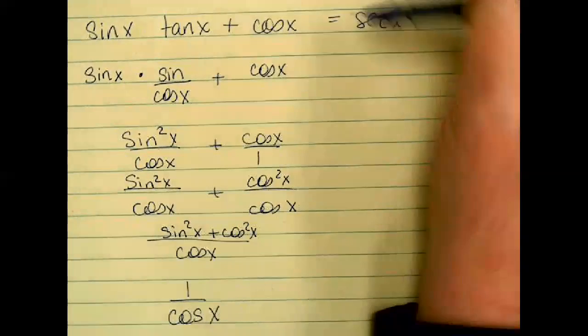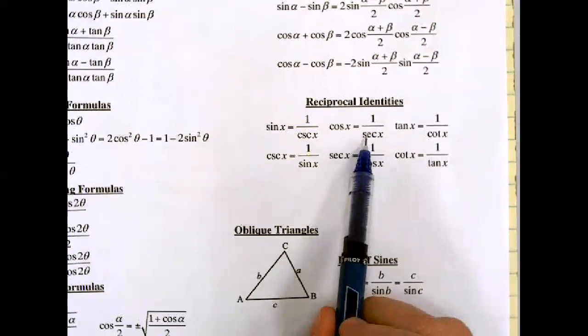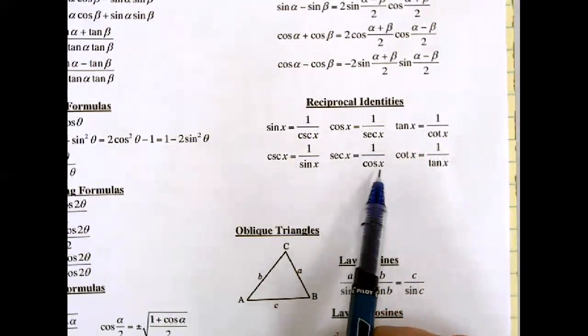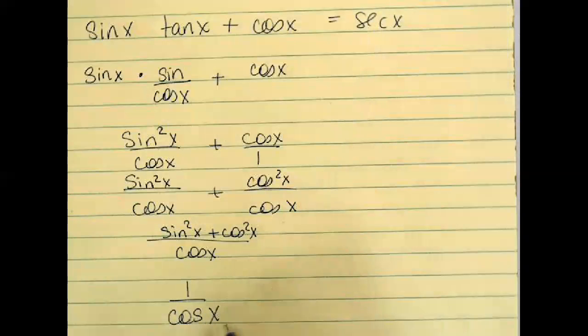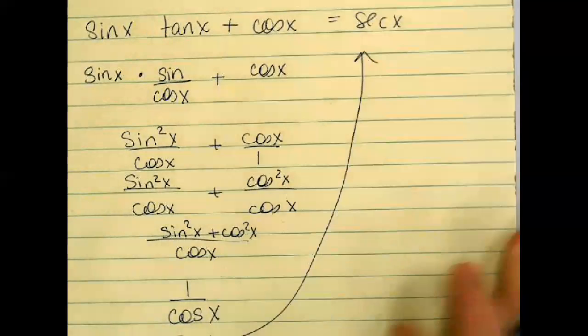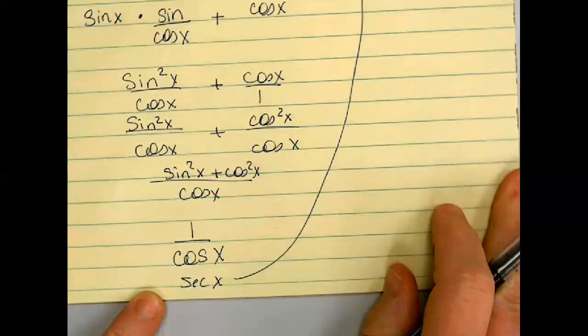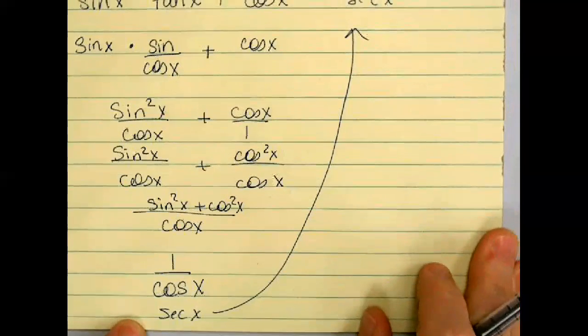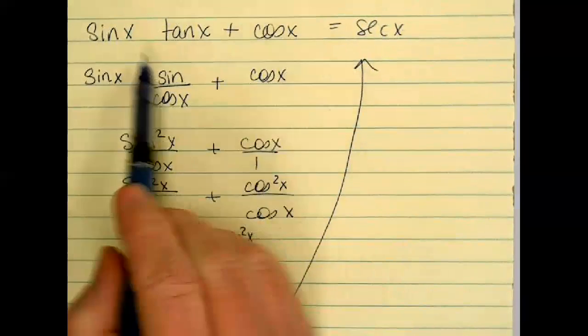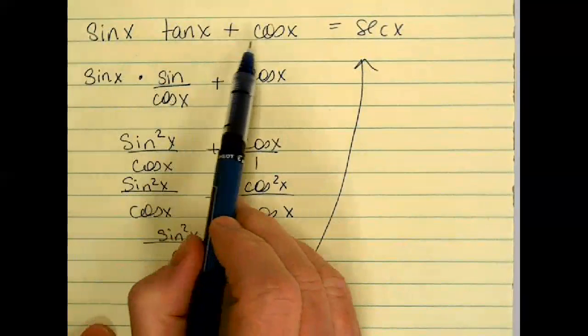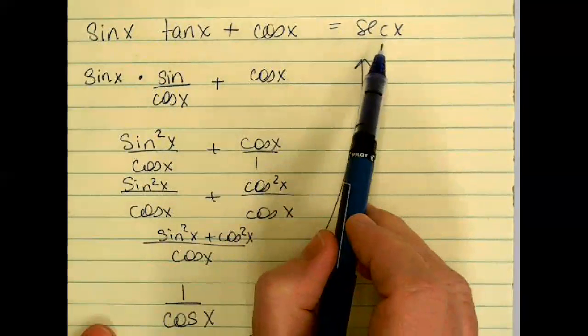And I'm trying to get it to be secant. And it tells me here that 1 over cosine is the secant. So this is really the secant of x. So I have proved that, or I have verified that sine x times tangent x plus cosine x is really equal to the secant x.